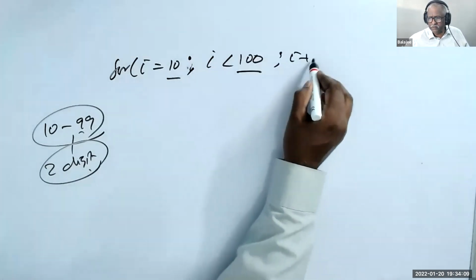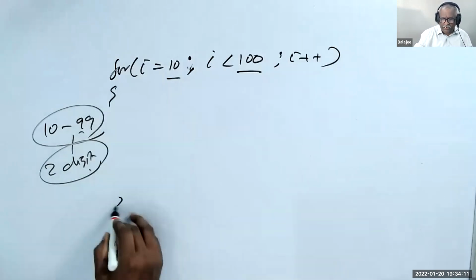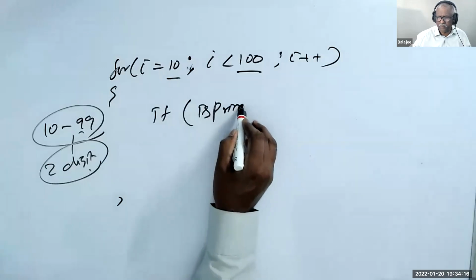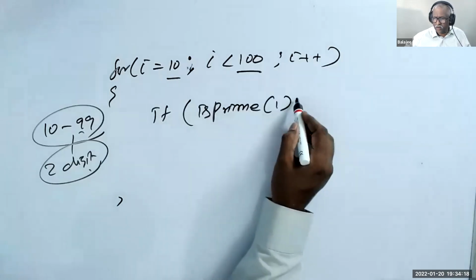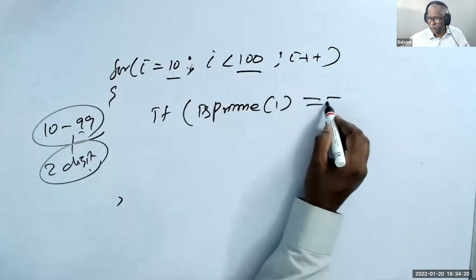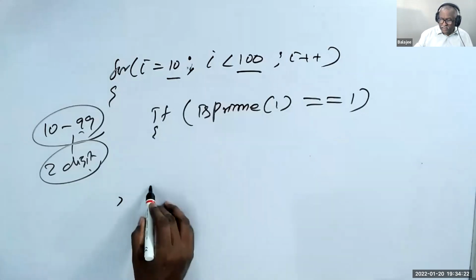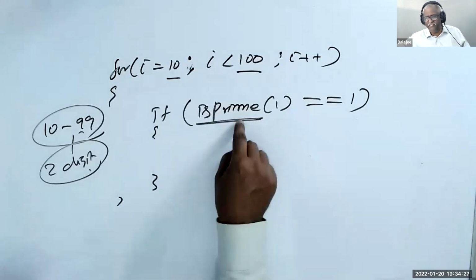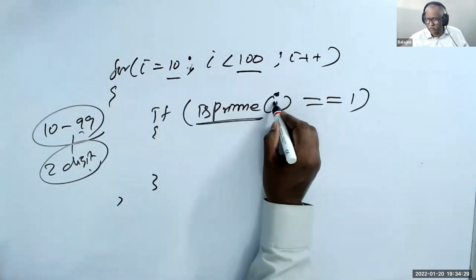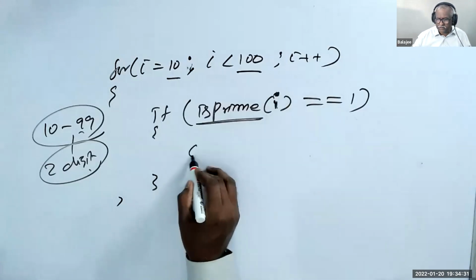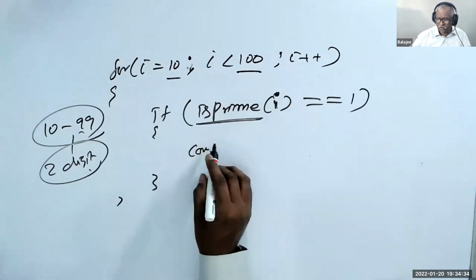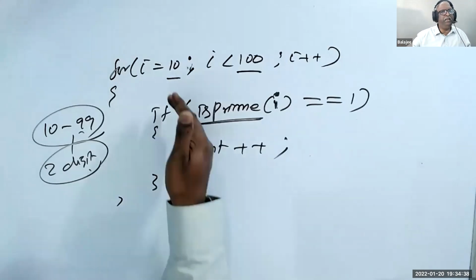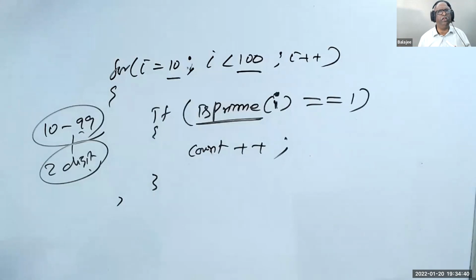i plus plus. Now you check if isprime. Here's the advantage. The moment you are given a function called isprime, I know this guy has a function which you are calling with i, count plus plus. That's it. Anybody reading the code will understand what you are doing.